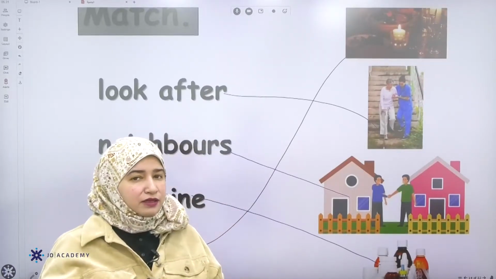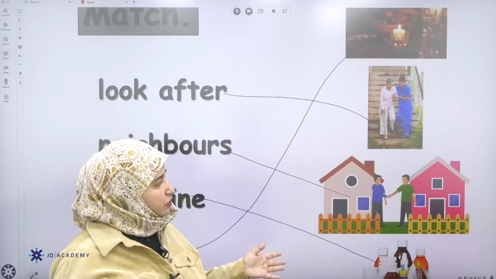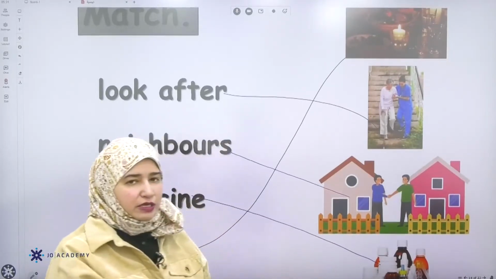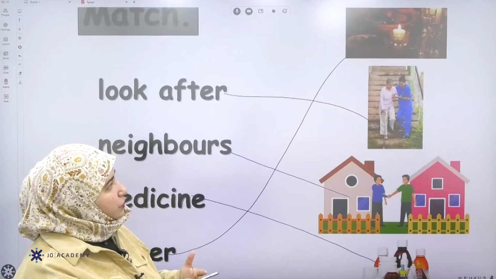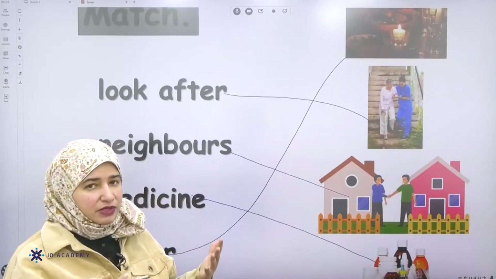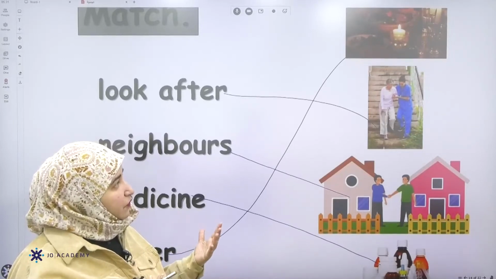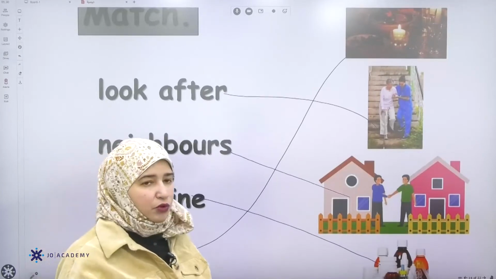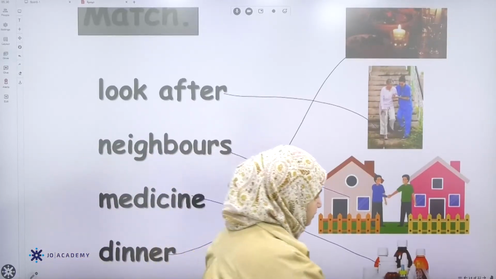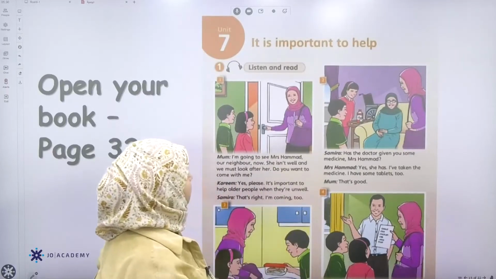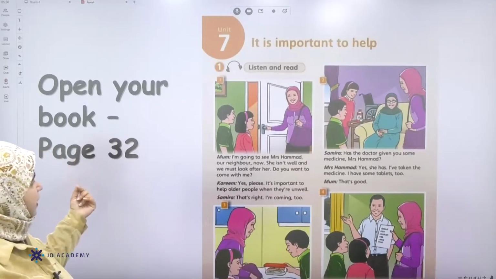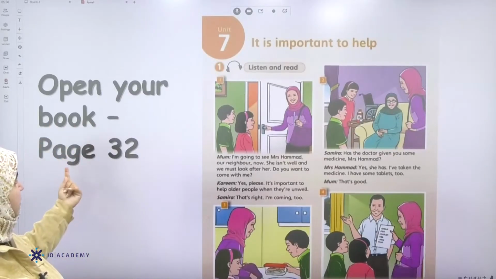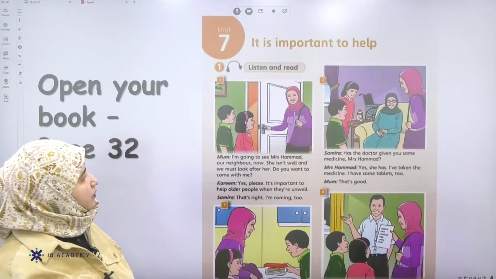Now, you can, for example, put some pictures in your notebook as a kind of dictionary, القاموس. You can find some pictures, تقدر تلاقي صور, for the new words, للكلمات الجديدة, and stick them on your notebook, والصقها على الدفتر. Now open your book, page 32, student book.